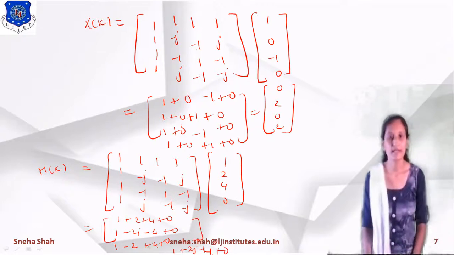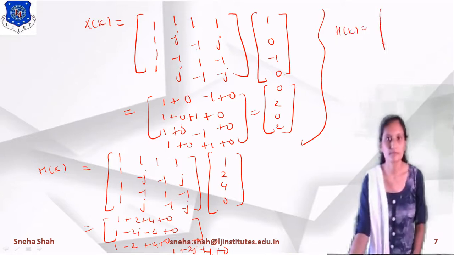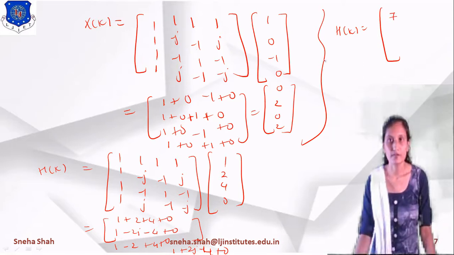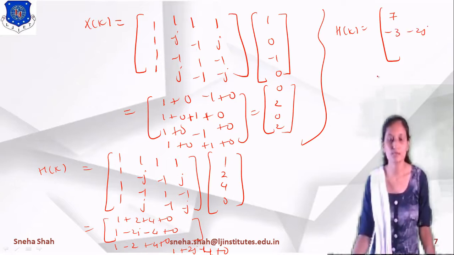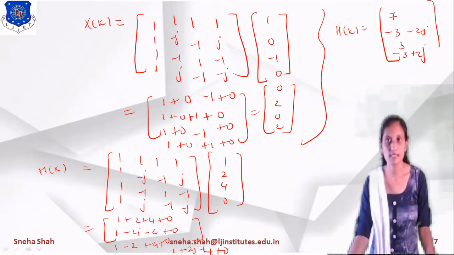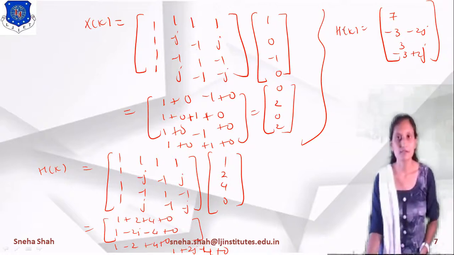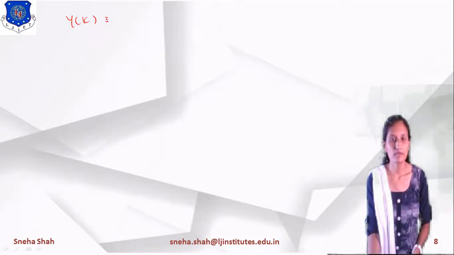Now if I simplify this, the value of H of k equals 1 plus 2 plus 4, which is 7. The next term is 1 minus 4, which is minus 3, minus 2j. Then 1 minus 2 plus 4 is 3, and the last term is minus 3 plus 2j. So this one is your H of k, right? Now I am multiplying this X of k with H of k. So what will be the value? The value will be Y of k equals X of k into H of k.